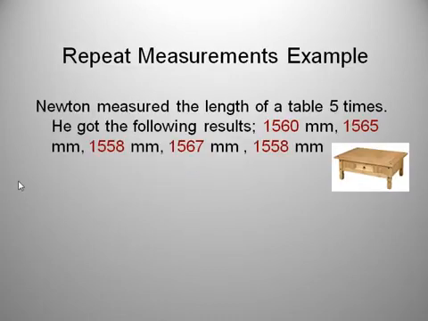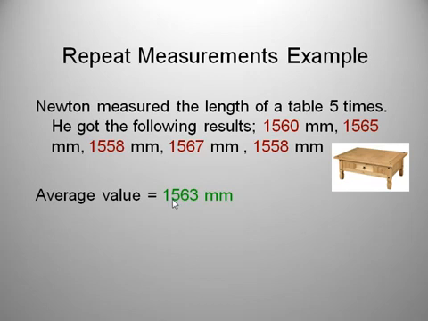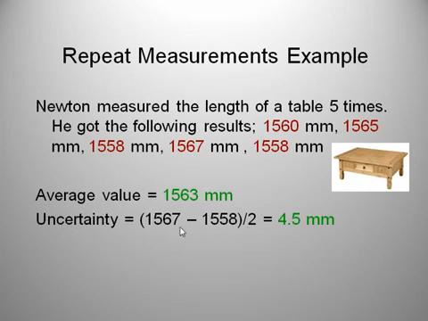Say you go and measure a table, and you do it 5 times, and you get these results right here in millimeters: 1560, 65, 58, 67, 58. Well, the average value is 1563. We add them up, divide by 5, and we can find the average value. The uncertainty is we need to find the range, so we need to find the maximum. 67 looks like the biggest, and the smallest is 58. So we would subtract those two, find that range, divide by 2, you get 4.5 millimeters.